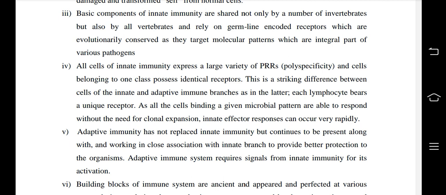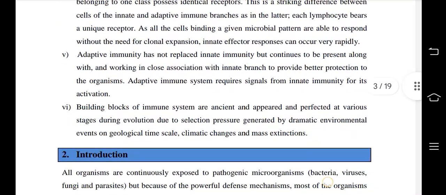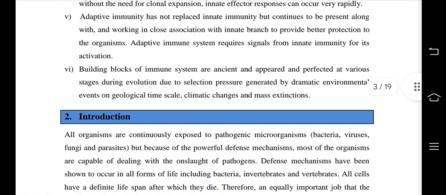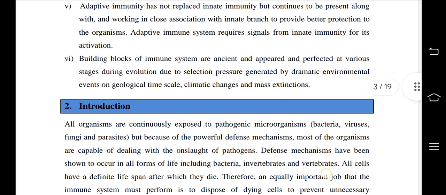Adaptive immunity has not replaced innate immunity but continues to be present along with and working in close association with innate branch to provide better protection to the organisms. Adaptive immune system requires signal from innate immunity for its activation. Building blocks of immune system are ancient and appeared and perfected at various stages during evolution due to selection pressure generated by dramatic environmental events on geological time scale, climate change and mass extinction.